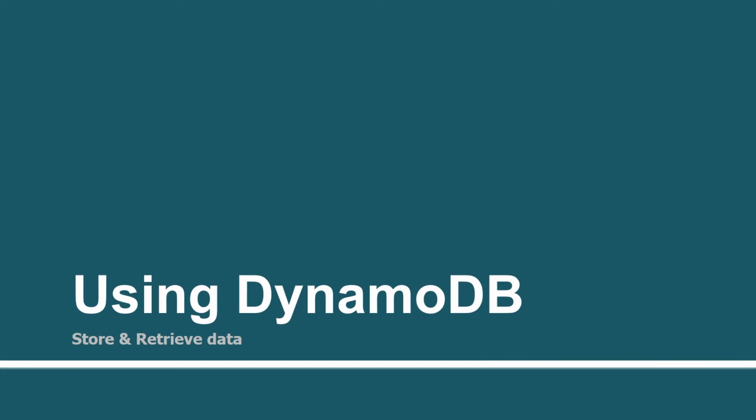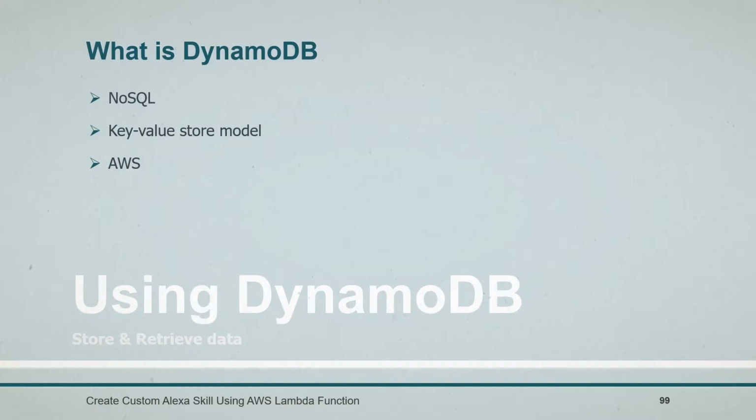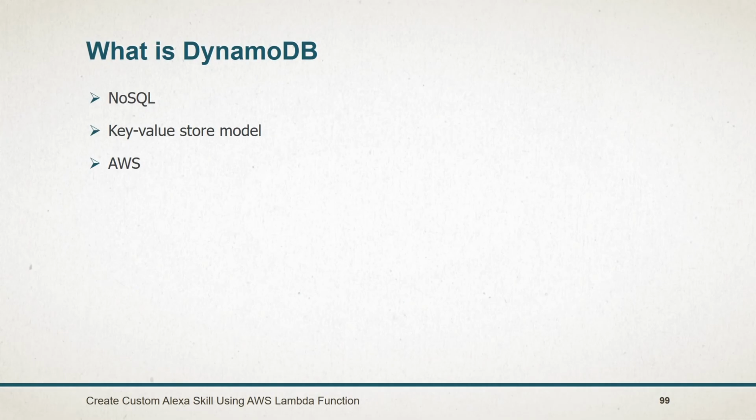In this session, we will learn how to use DynamoDB within Alexa Skill. Amazon DynamoDB is a fast and flexible NoSQL database service. It's part of AWS. DynamoDB supports both document and key value store models. Alexa SDK provides methods to store and retrieve data from DynamoDB easily. Alexa Core SDK uses user ID as the partition key.